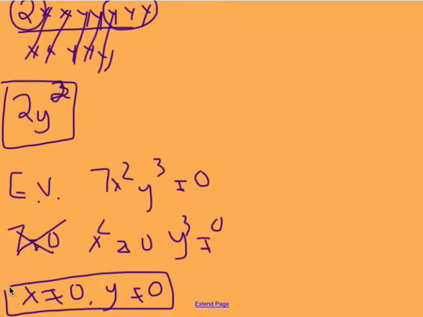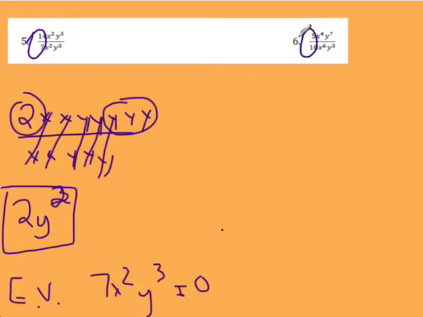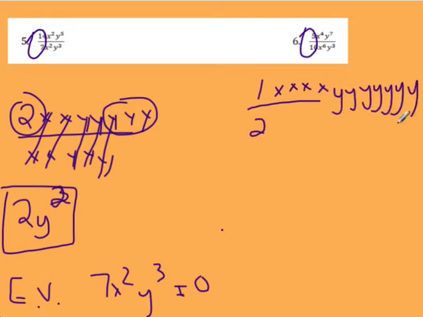Next, let's take a look at number 6. So for number 6, we're going to go ahead and cancel that out. So we have 5 over 10. Both 5 and 10 are divisible by 5, so we're going to reduce that to 1 over 2. Then I have 1, 2, 3, 4 x's on top, and 1, 2, 3, 4, 5, 6, 7 y's. And on the bottom, 1, 2, 3, 4, 5, 6 x's, and 1, 2, 3 y's.